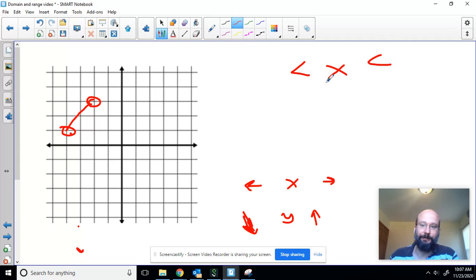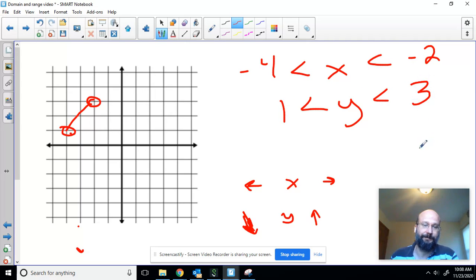I'm still going to look from furthest point to the left is this point at -4. Furthest point to the right is this point at -2. And they're both open circles. It doesn't matter that it didn't go into a positive number. I'm just looking for furthest left and furthest right. My y, lowest, which is +1, right? This is the lowest point, and highest is +3.